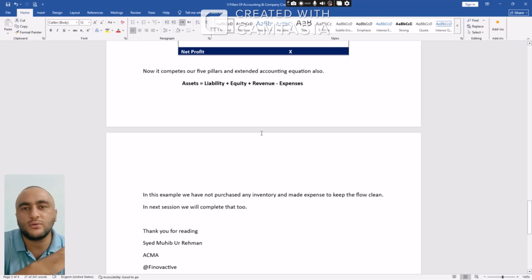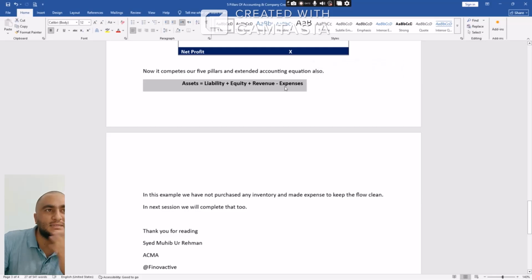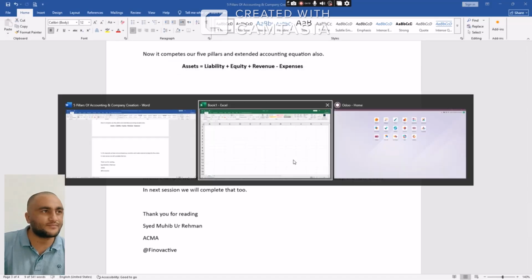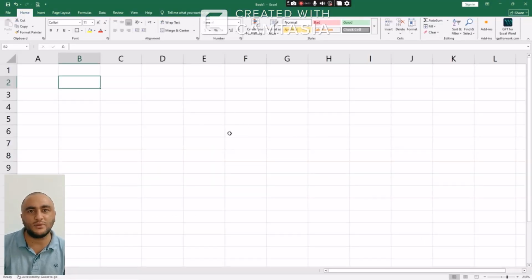Assets is equal to liability plus equity. This is the accounting equation. After joining these two income statement items, you can rearrange the accounting equation as assets equal to liability plus equity plus revenue minus expenses. This will be called our accounting equation. So let's start with this example in a real business scenario.